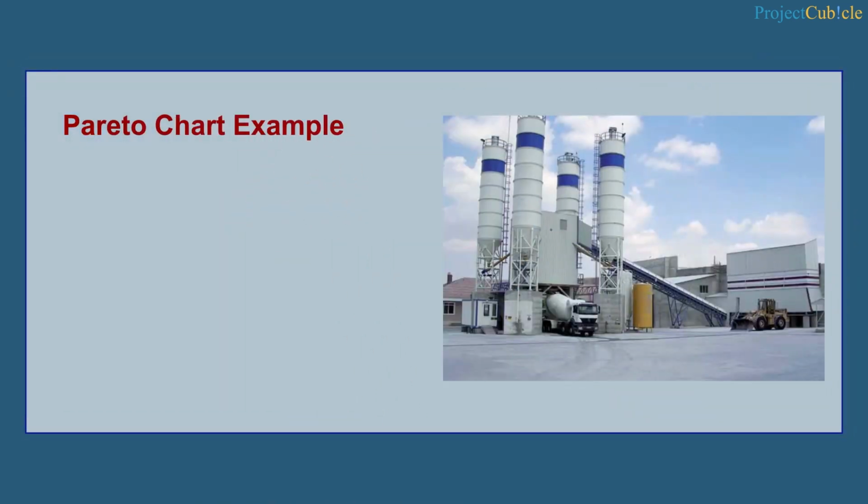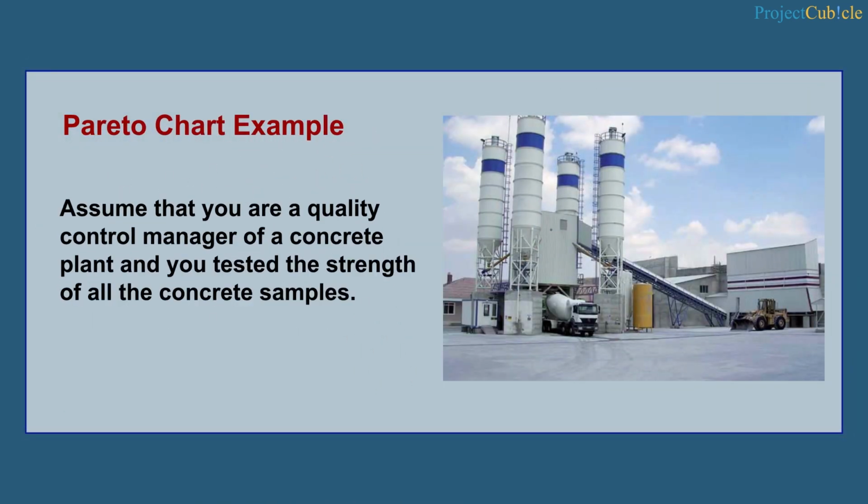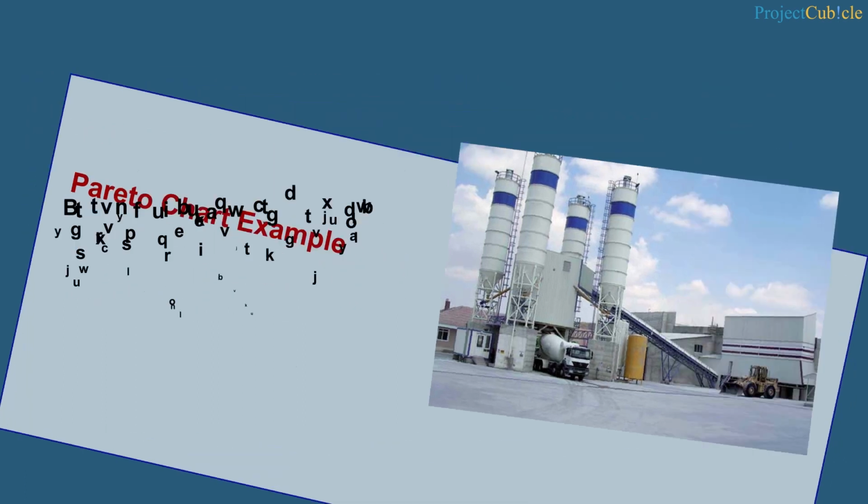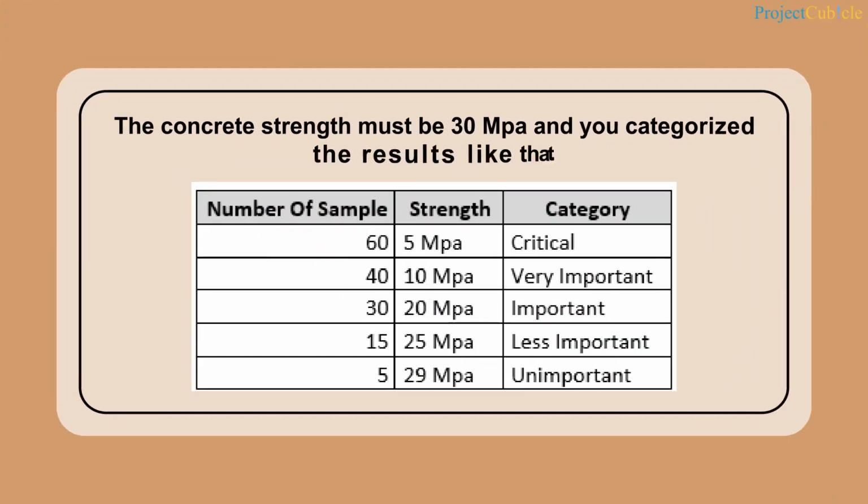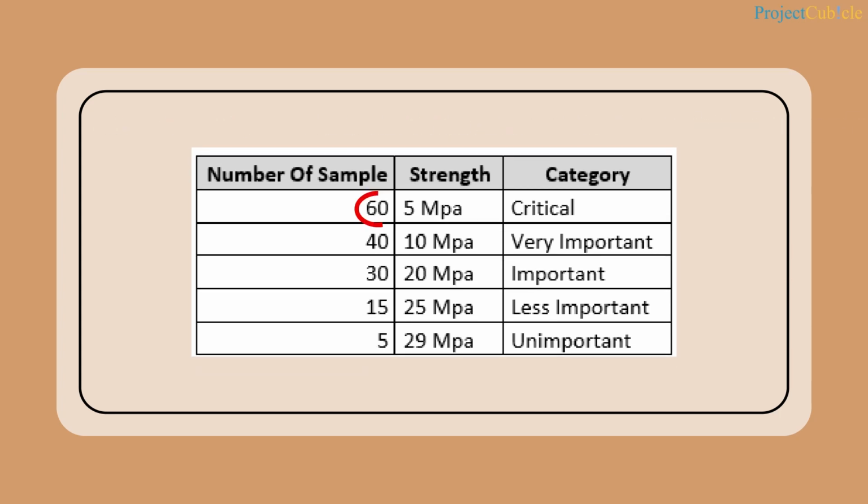Pareto chart example. Assume that you are a quality control manager of a concrete plant and you tested the strength of all the concrete samples. The concrete strength must be 30 megapascal and you categorize the results like that. 60 samples have critical strength while the strength of 5 samples are not critical because they are around 30 megapascal.